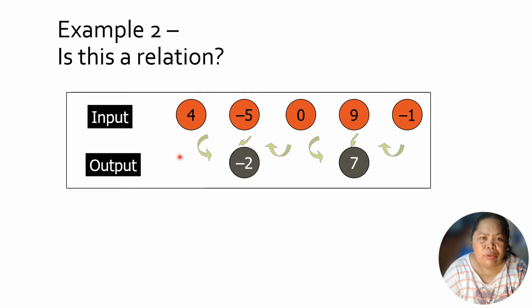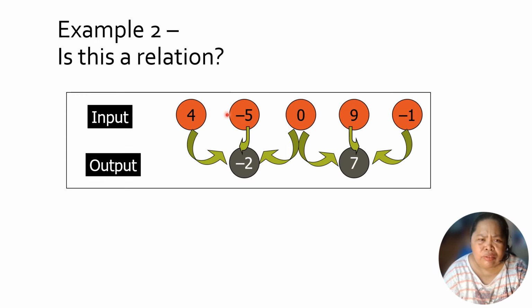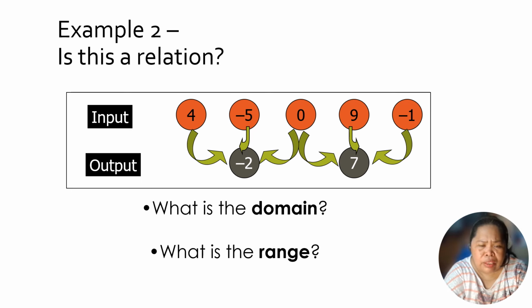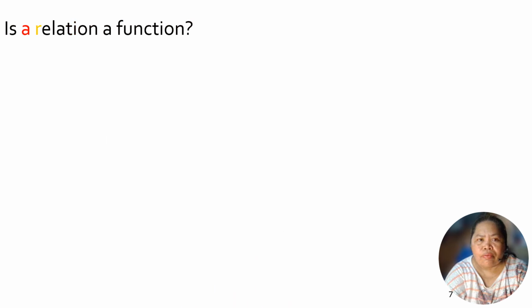Now, for example number 2, is there a relation? So, for the input here, we have 4, negative 5, 0, 9, and 6, negative 1, I mean. And then, of course, negative 2 and negative 7 as our output, like this. All right. Now, is a relation a function?